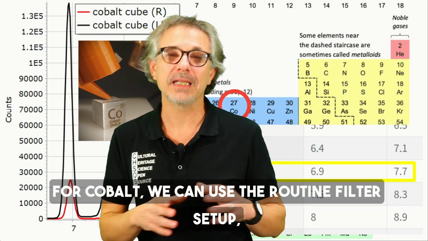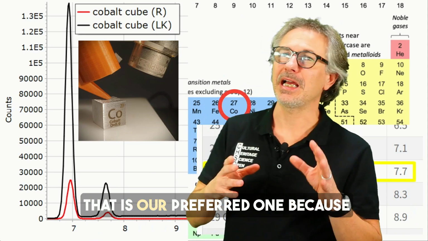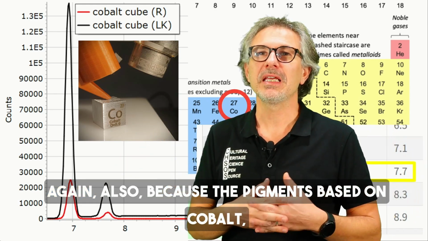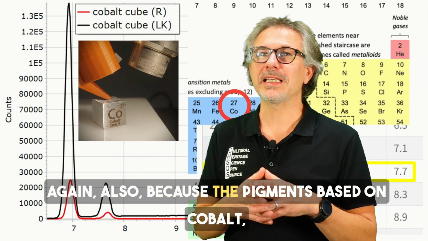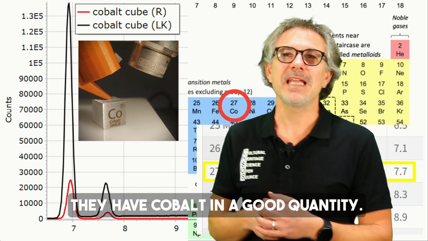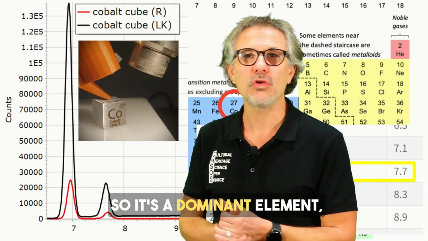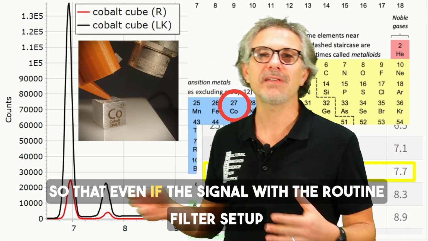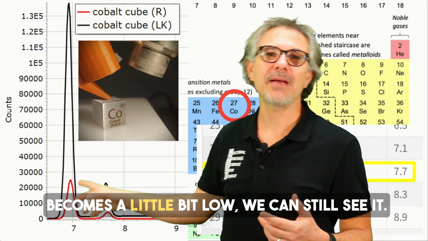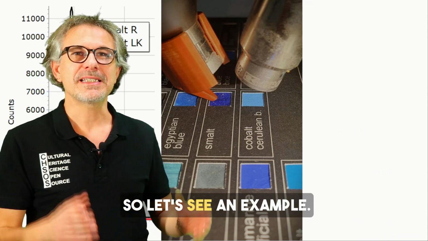For cobalt, we can use the routine filter setup, that is our preferred one, because we can see all the spectrum again. Also because the pigments based on cobalt have cobalt in a good quantity, so it's a dominant element, so that even if the signal with the routine filter setup becomes a little bit low, we can still see it. So let's see an example.